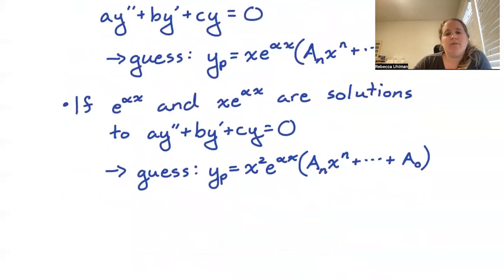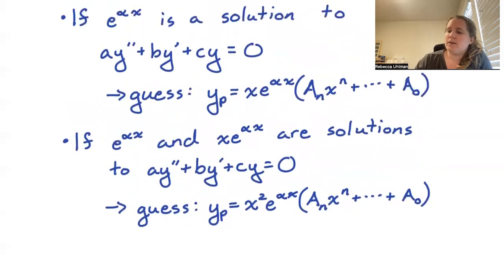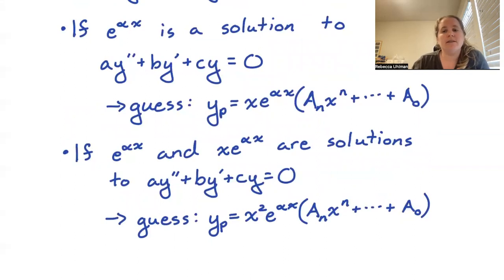And if e to the alpha x and x e to the alpha x were solutions, then the a naught e to the alpha x and a1 x e to the alpha x would also be solutions, hence having to knock up 2 degrees so that no term is actually a solution. So in the next video, we will do some examples of determining what our base guess should be. And then in the final video, we'll actually work through solving for our coefficients.